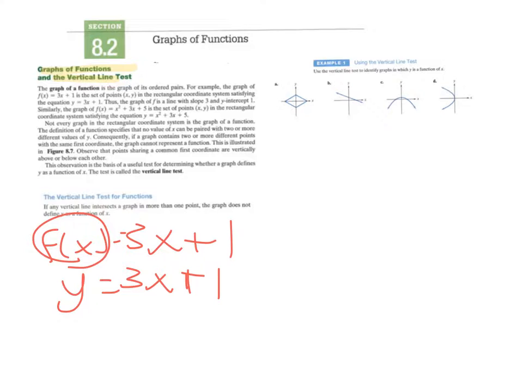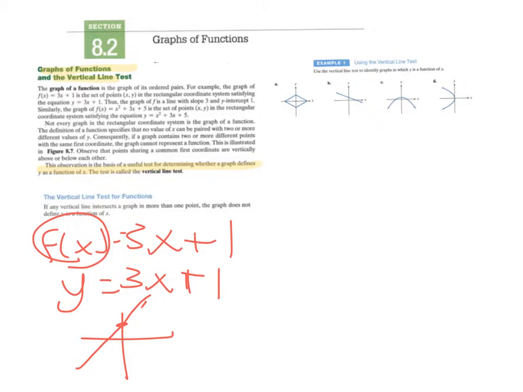So you can put this graph going to the 1 and going up 3, 1, 2, 3 to the right 1, and we get a straight line. So we know this is a function. The other way we can tell if we have a function is what's called a vertical line test.